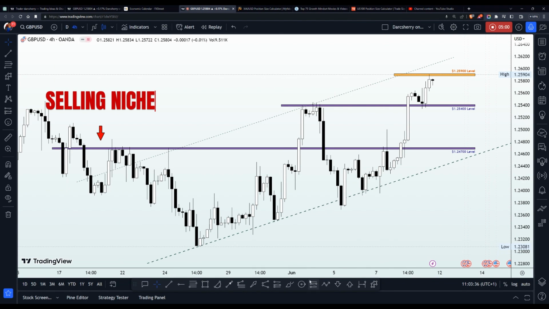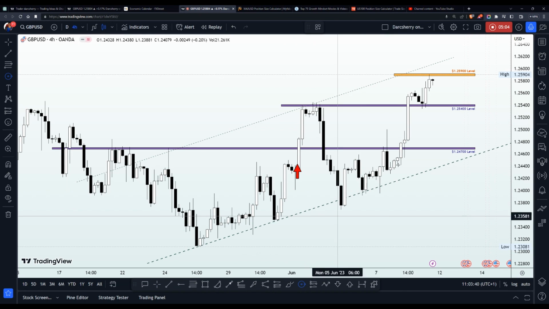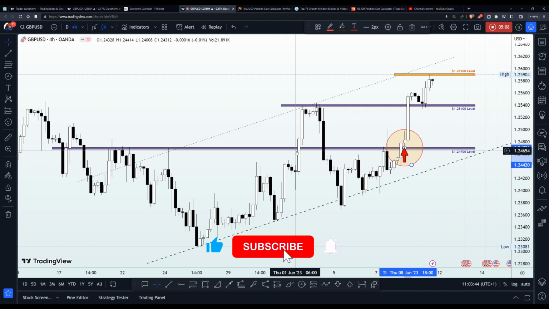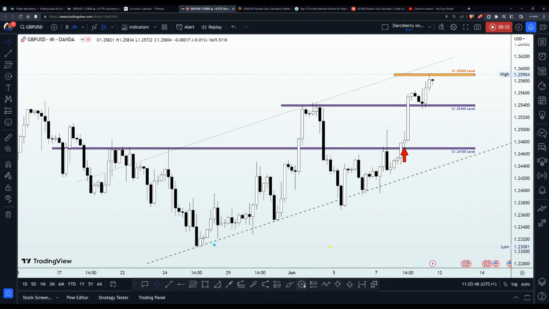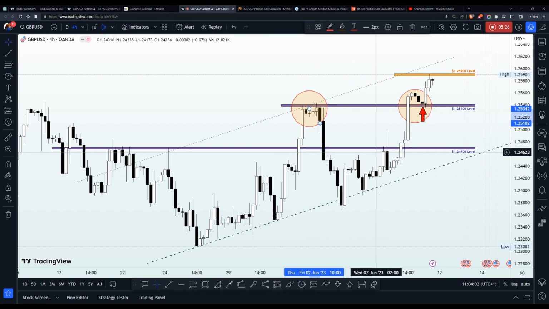So we saw the breakout of the structure last week here. Then we also saw the breakout again on Thursday. I think a couple of weeks ago we saw the breakout. Then last week we saw another breakout of structure, and in fact, this momentum went further to break out of that 1.25400 area, a level which was a strong selling niche at the beginning of the week, to incite that price action might likely be going to the upside.